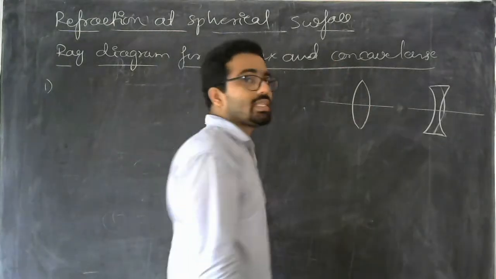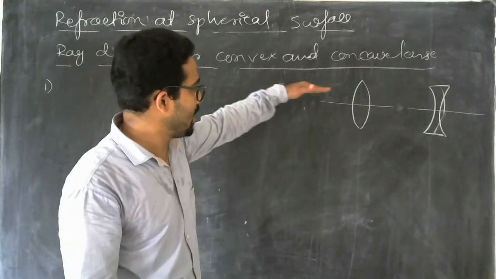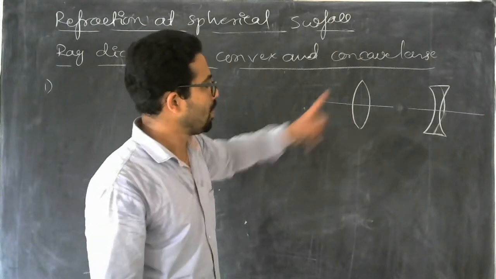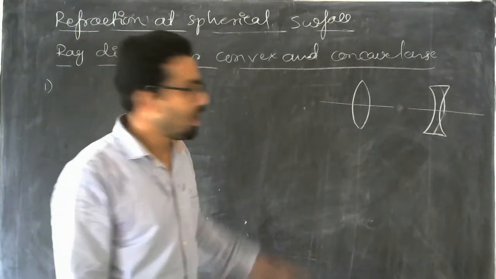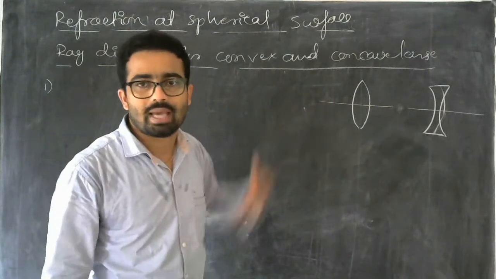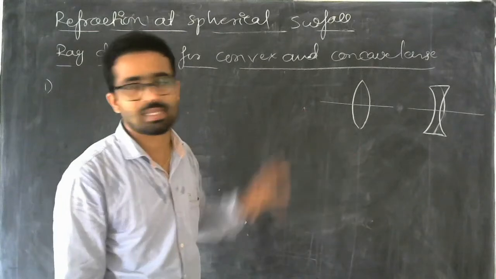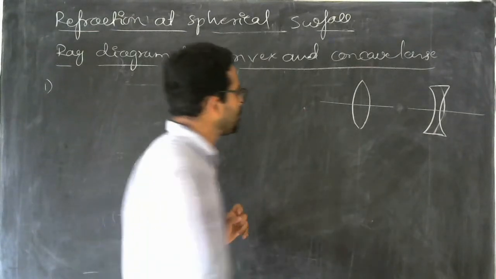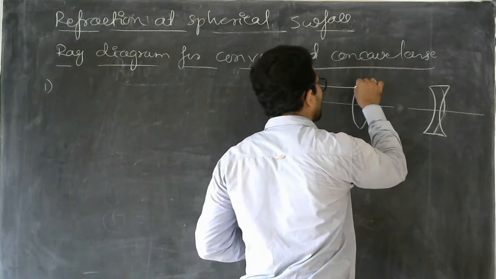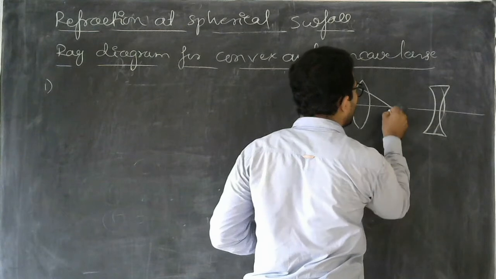If the ray is parallel to the principal axis, a ray coming from one side of the convex and the concave lens, parallel to the principal axis, then after refraction the ray will pass through the second focal point.